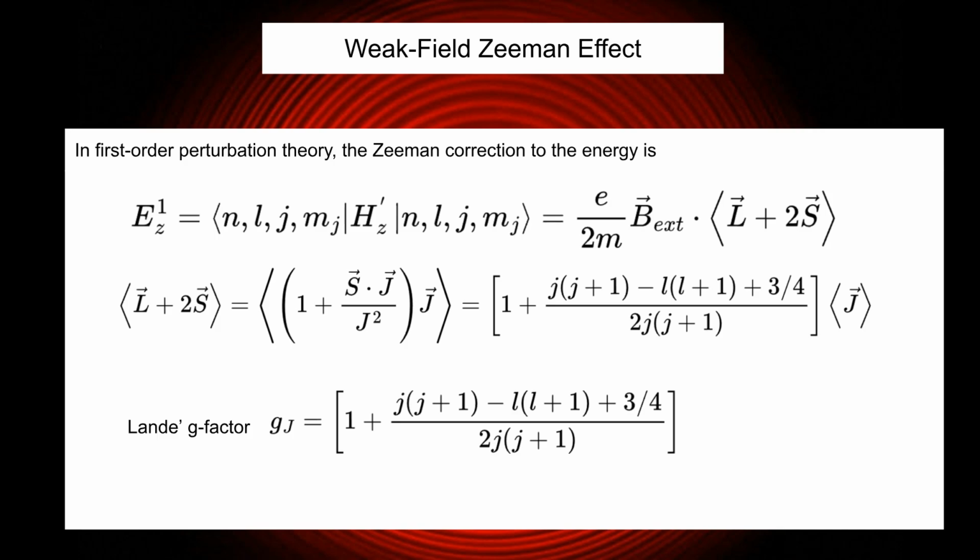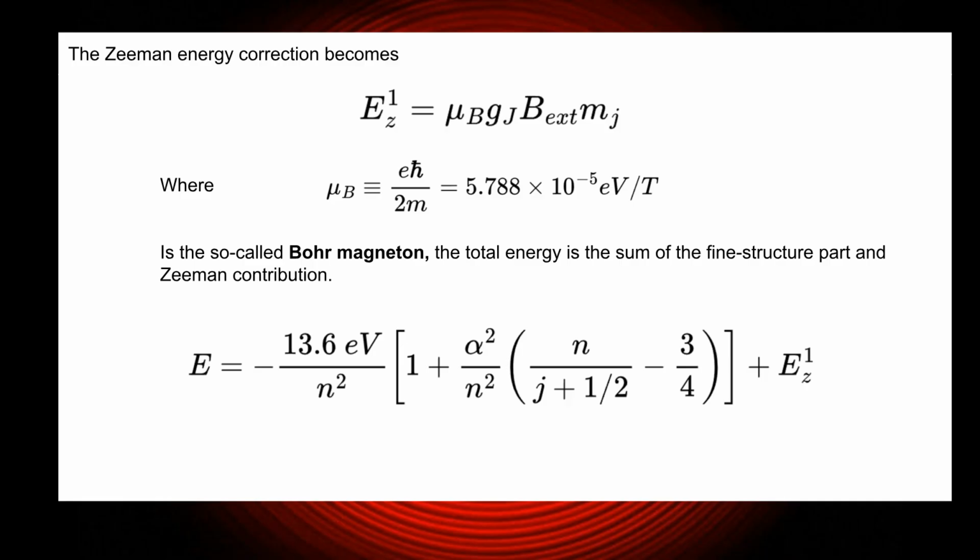In the weak field Zeeman effect, the Zeeman correction to the energy in first-order perturbation theory is defined using the Landé g-factor, g_J, where the electron spin has been set to s equals 1/2. The Zeeman energy correction is expressed with the Bohr magneton, μ_B. The total energy is the sum of the fine structure part and the Zeeman contribution.